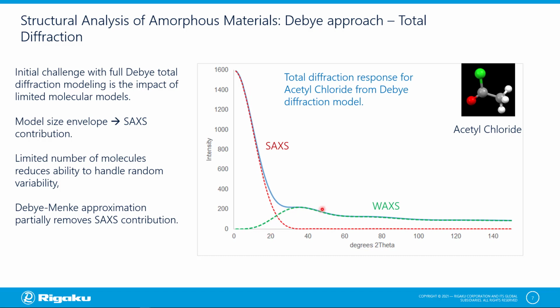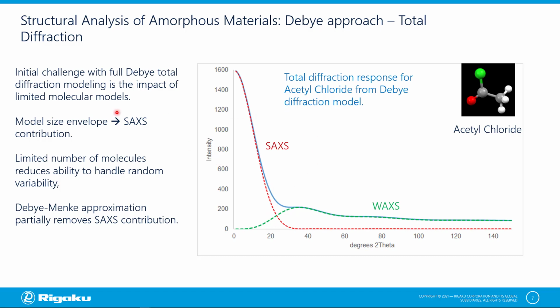What we really want to focus on is the wide angle scattering that has all of the interatomic distances encoded within it. Fortunately, we have a Menke correction, or the Debye-Menke approach, which we can apply to the Debye total scattering response, and that effectively removes or corrects for the small angle scattering. Now, it's not exact, it is approximate, and for highly asymmetric molecules like long chains, it's sort of problematic. But for molecules that are more three-dimensional in nature, then this correction is pretty exact.